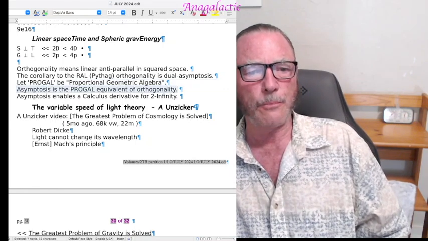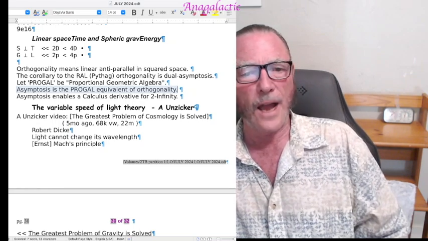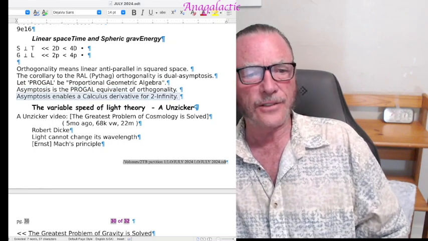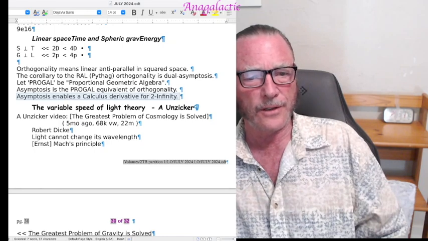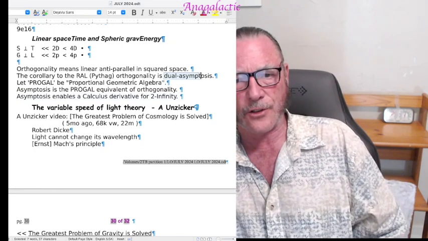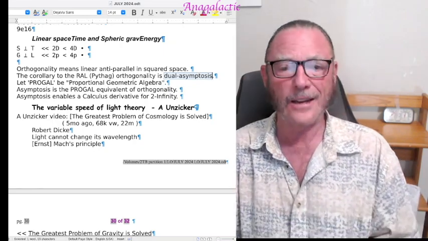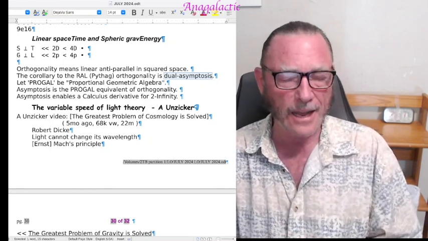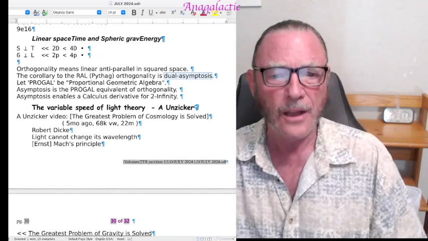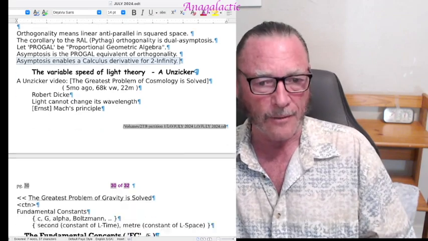Asymptosis is the proportional geometric algebra equivalent of the right angle law. Asymptosis enables a calculus derivative for dual infinity on a dual asymptosis, which Roger Joseph Boscovich brought out in his two-force dynamic system for universal physics, which I discovered is the solution to everything.